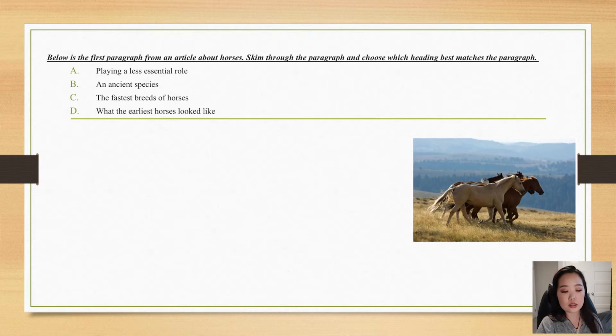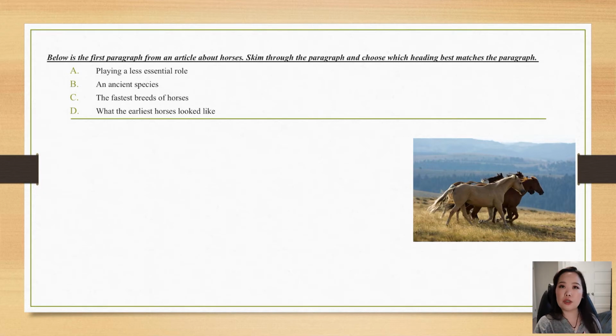Let's look at choice D, what the earliest horses looked like. In order to tell how they look, there will be descriptions of the appearance of the horse. How tall are they? How long is their tail? Or the color of the horses, and other features. Obviously, there will be descriptions of the appearance. Otherwise, how would the reader understand what the horses look like, right?